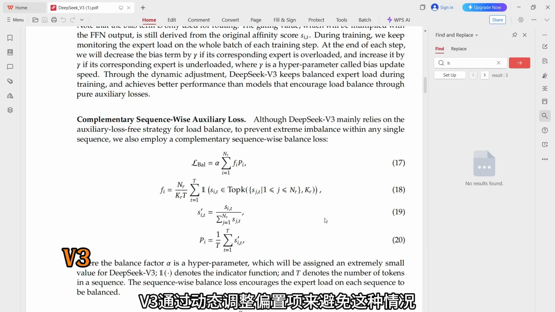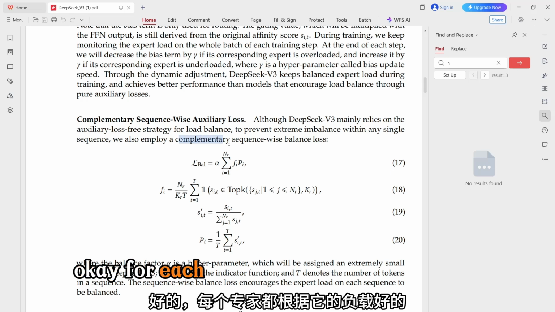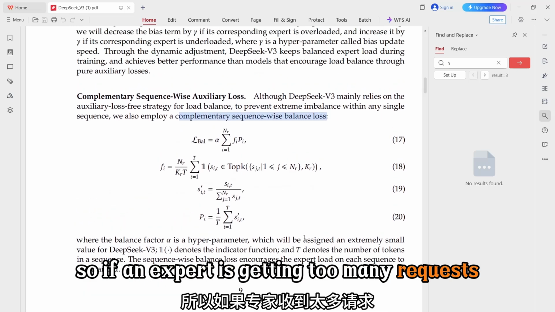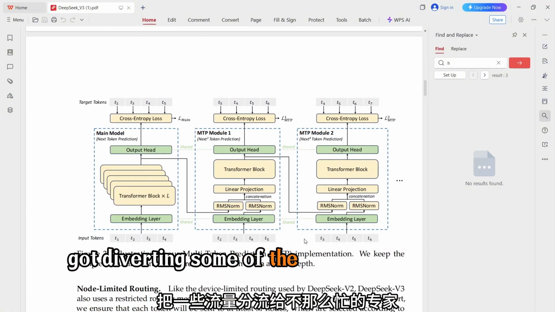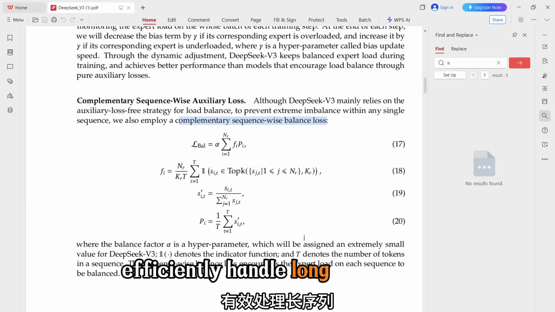So DeepSeek V3 avoids this by dynamically adjusting a bias term for each expert based on its load. So if an expert is getting too many requests, the system makes it slightly less appealing to the routing mechanism, diverting some of the traffic to less busy experts. Okay, so it uses all this to efficiently handle long sequences.